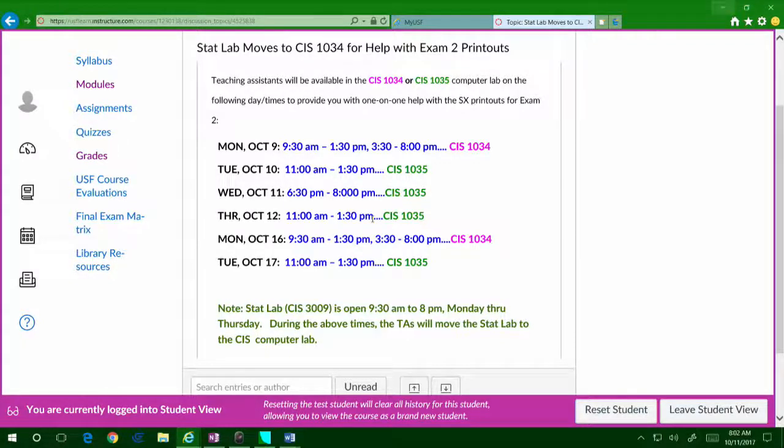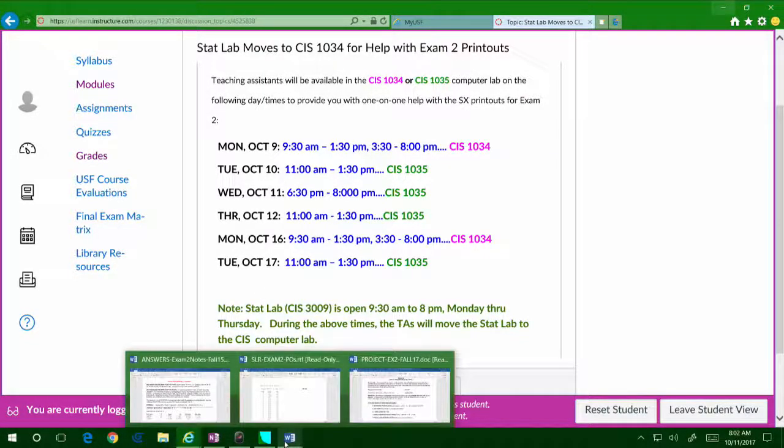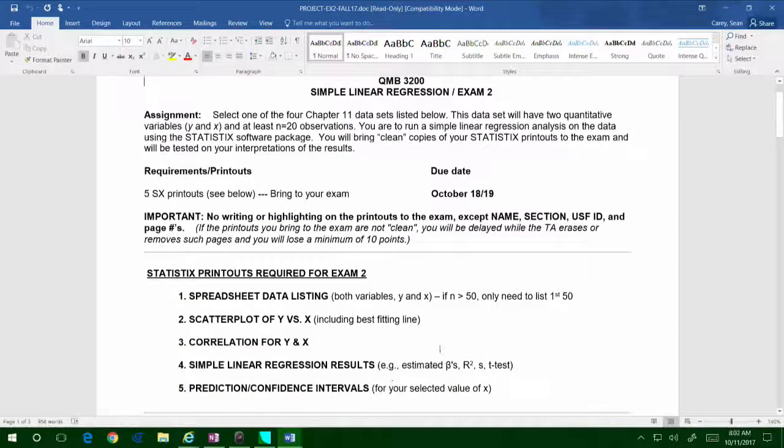Also remember that I did a demonstration on how to generate these 5 printouts on Lecture 9. Lecture number 9, there's a little demo on that. So you should be able to follow that pretty easily. But just to remind you, let's go show you what you need to do.